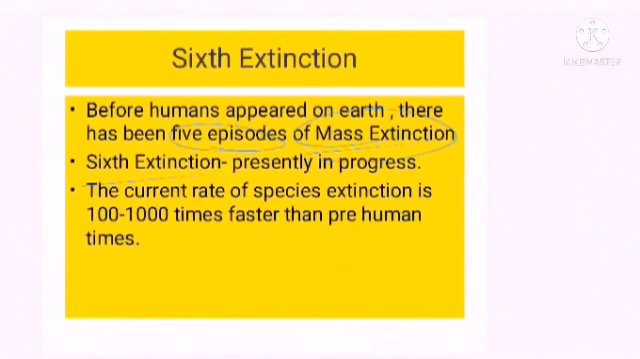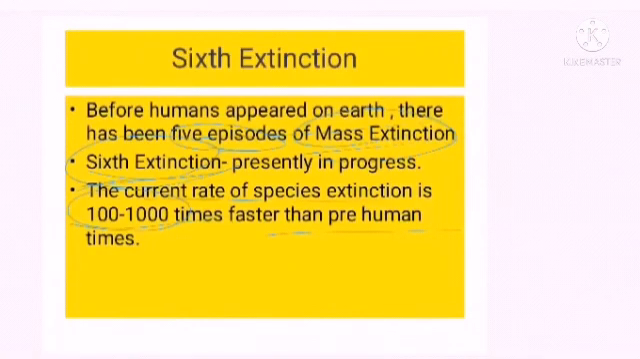We have started our 6th extinction, and you know that humans are the major ones responsible for the extinction of species, because we are disturbing the environment in such a way that the climatic conditions and everything are changing, because of which the extinction rate has become higher. That's what they are saying about the 6th extinction. How is it different from the rest of the episodes? It is different because the current rate of species extinction is 100 to 1000 times faster, depending on the place, than in the pre-human period.